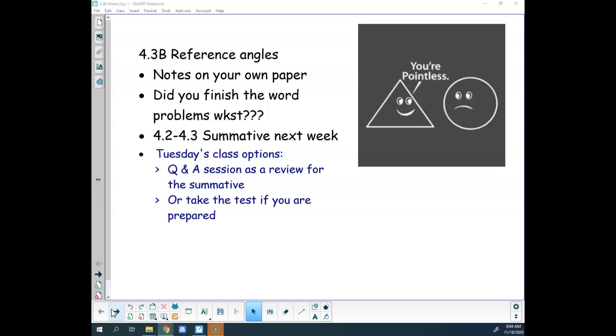Answers to yesterday's word problems worksheet are posted online for your viewing pleasure.